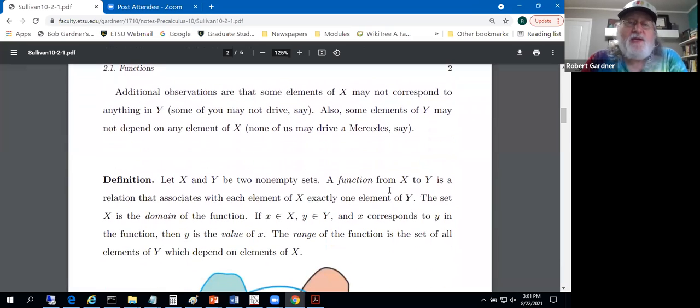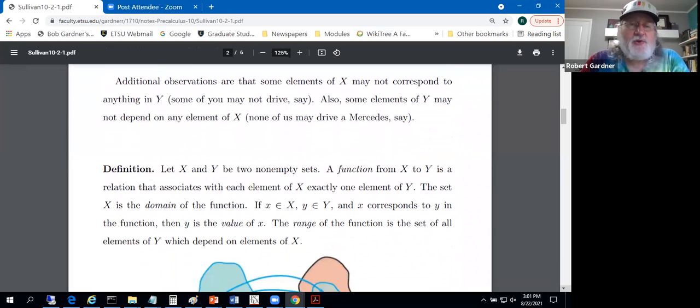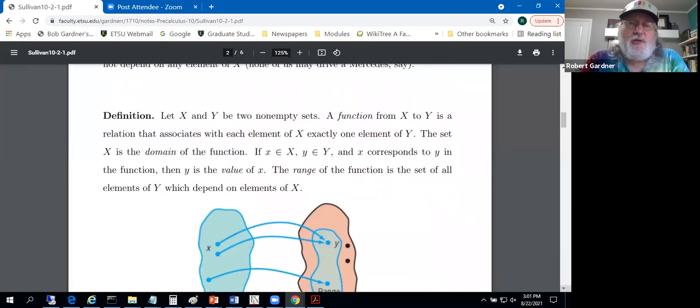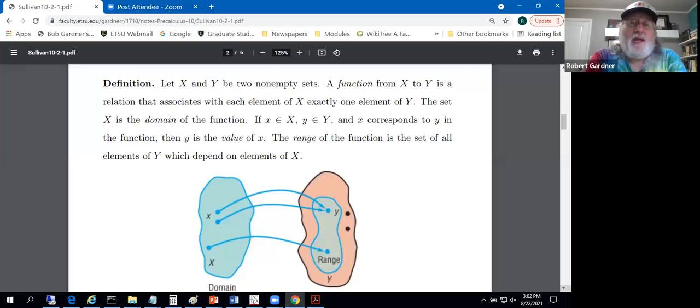Some additional observations are some elements of X may not correspond to anything in Y. There might be people that don't have a car. Also, some elements of Y may not depend on any element of X. None of us may drive a Mercedes, for example. In the definition of a function, we deal with a relation, but it's a relation with some extra properties.